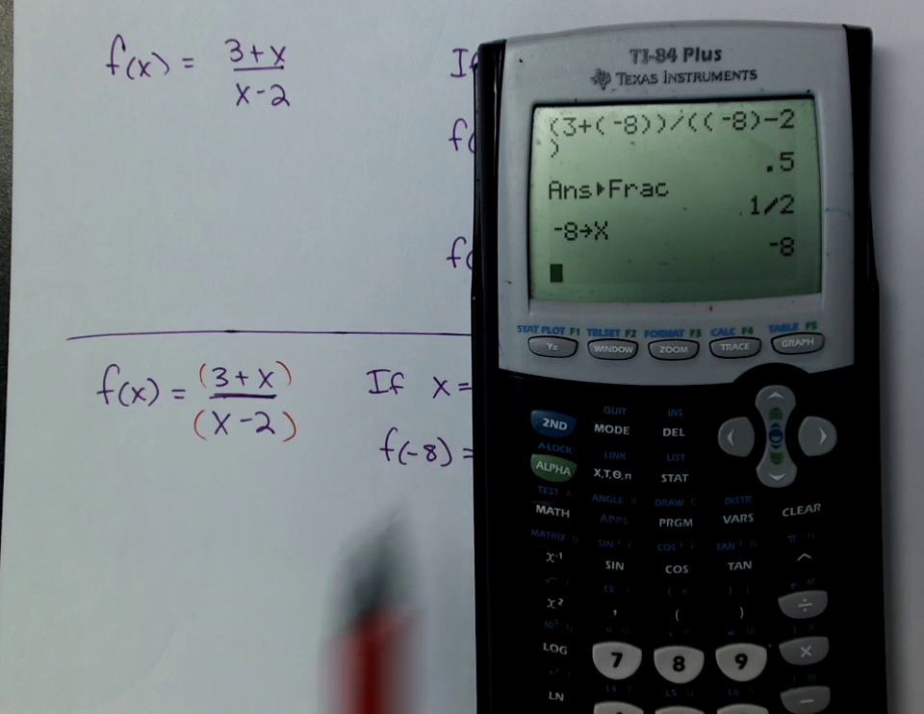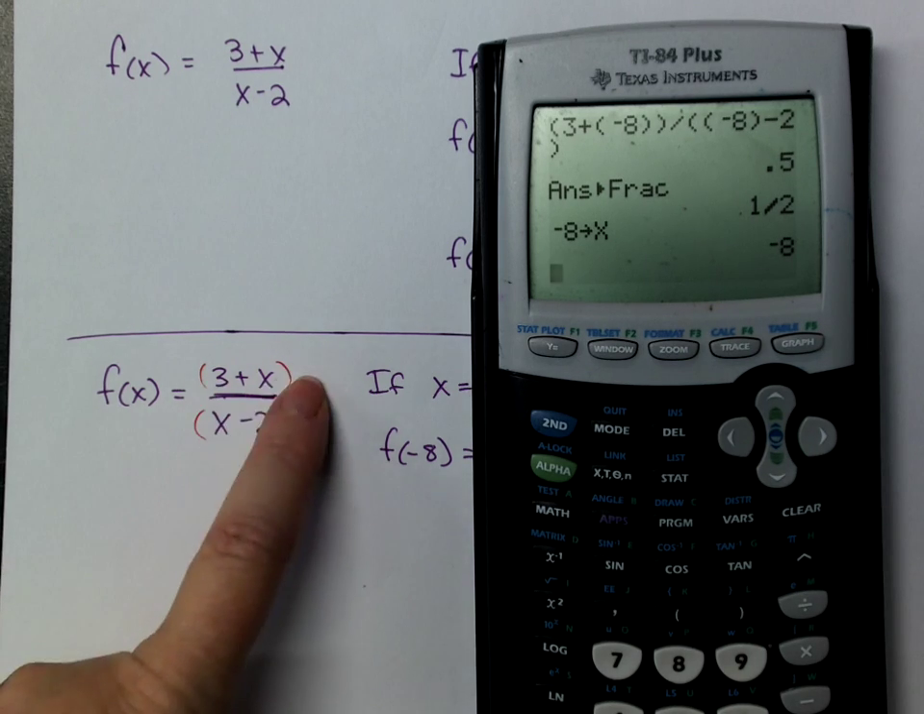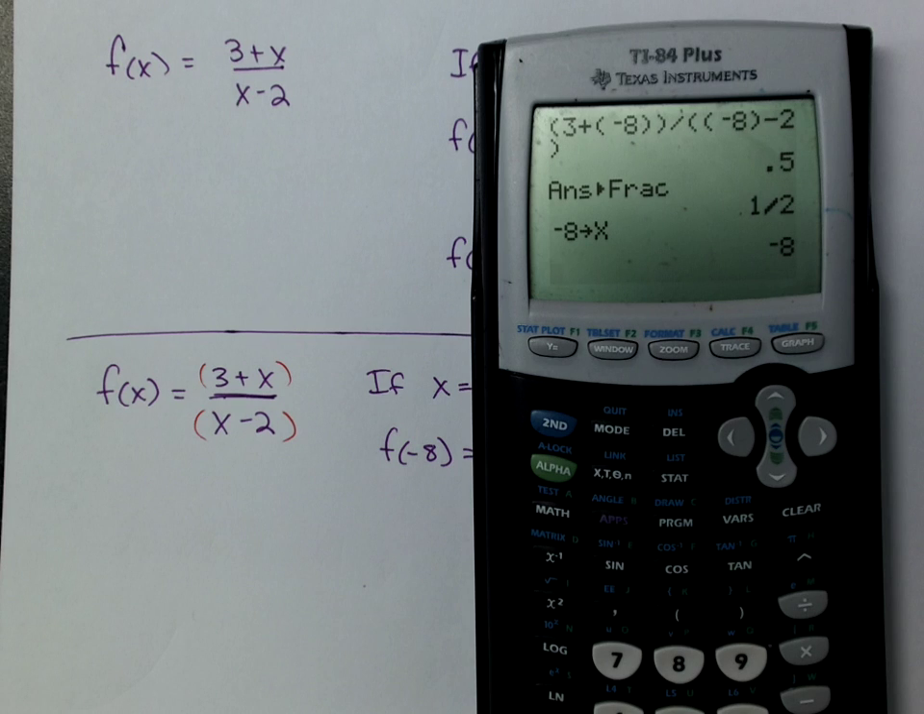If you entered a fraction, it's going to turn into a decimal, no worries. Push enter, and now anytime you put in x, it's going to know you mean -8. And so you don't need to put x in parentheses now. You just write exactly what you see, except you have to lock up your numerator and your denominator to help the calculator know order of operations.